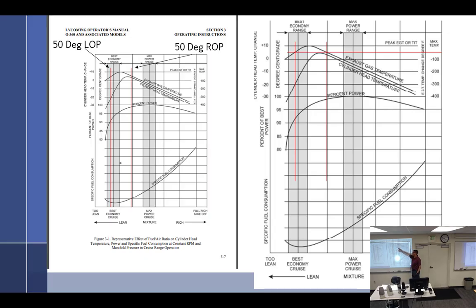And I go rich. What happens to my best power as I go rich? It goes down slightly. What happens when I go lean? Very low. Do you want to be with power here on takeoff in the mountains, or do you want to be here? Up there. Okay, so you want to be over on that side. So definitely for takeoff, high power settings, we want rich because of detonation protection and more power.